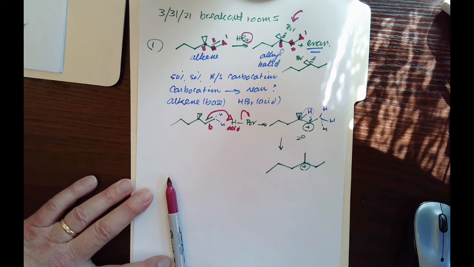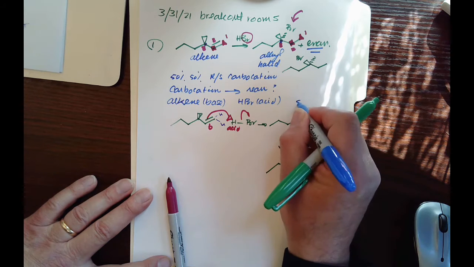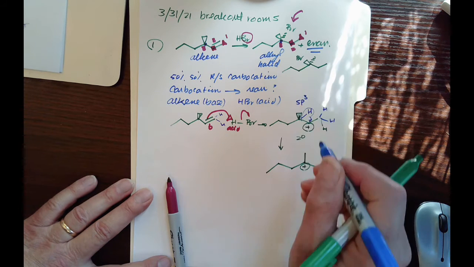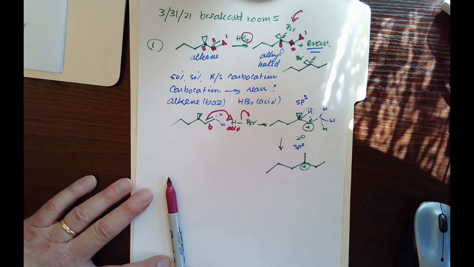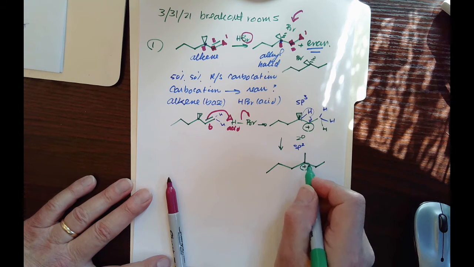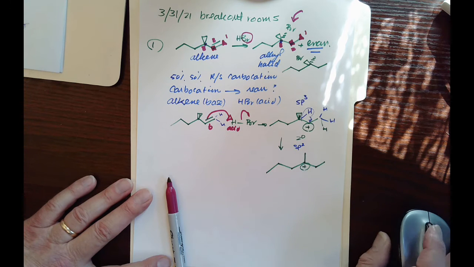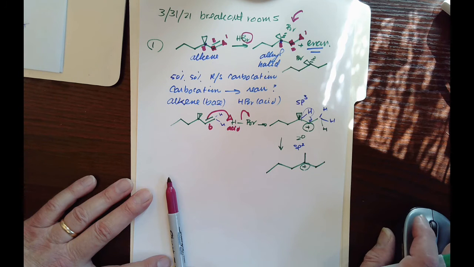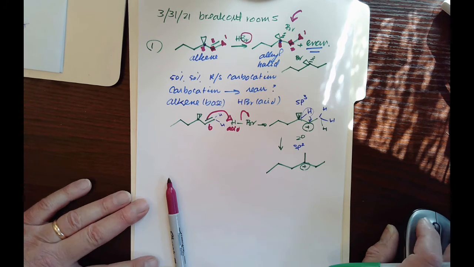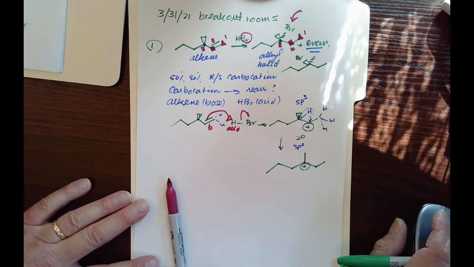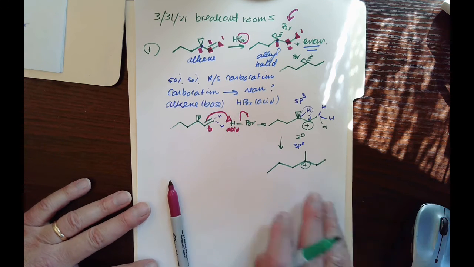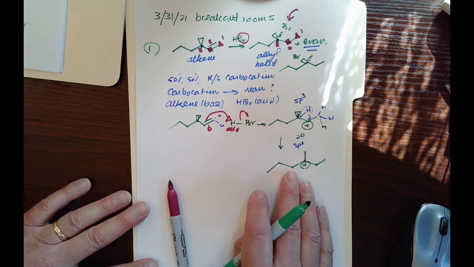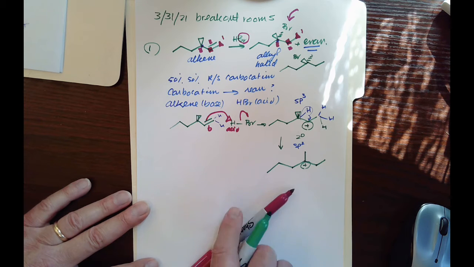Now, what happens now? We went from an sp3 orbital to an sp2 orbital, and the sp2 orbital is a flat structure. So an sp2 orbital is a flat structure. Now we have an electrophile here.